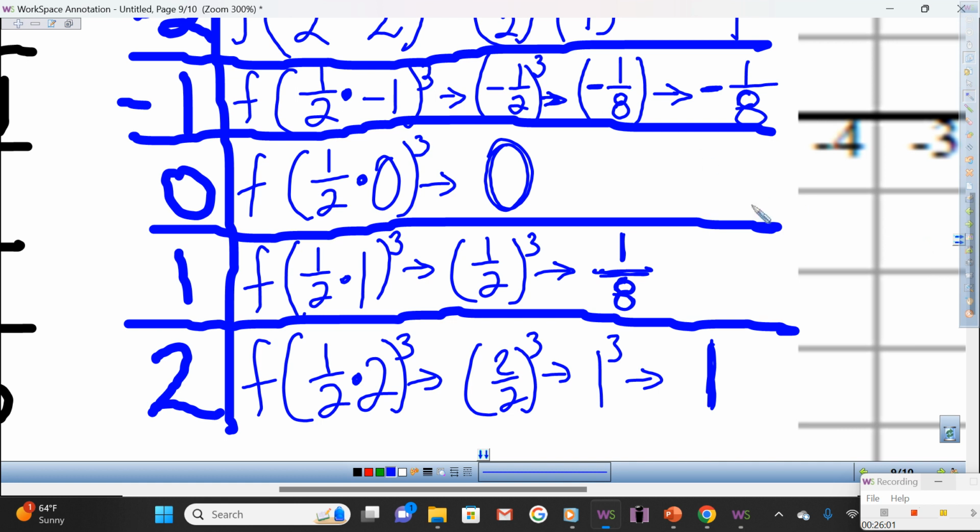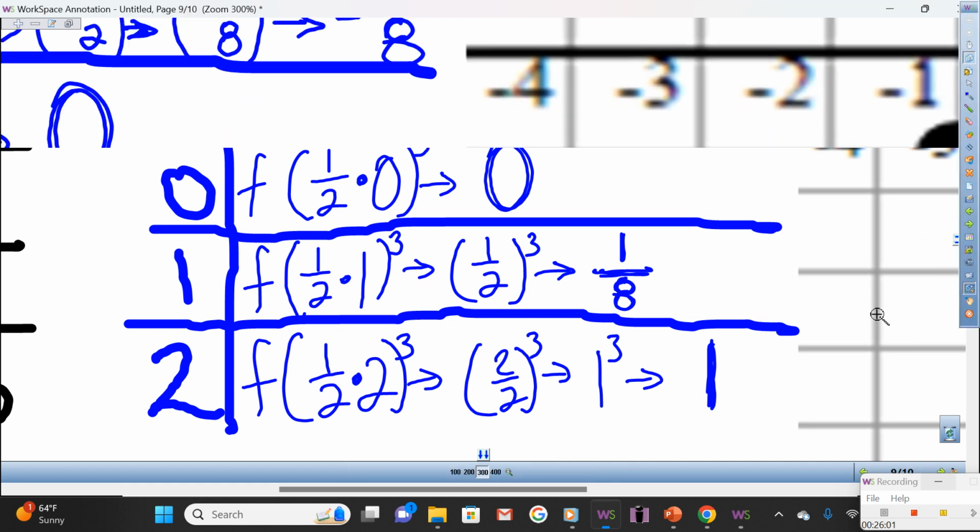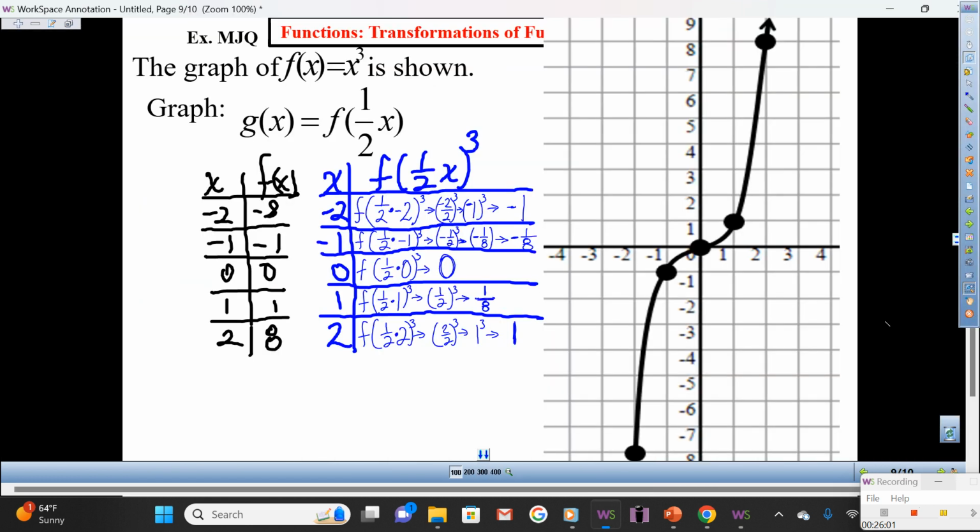All right, I'm going to zoom out because we need to graph this now. Here it goes. There it is. So I'm going to graph this. What am I going to graph? The x value is -2, and the f of x is -1. Let's start with that. -2, -1. Plot your point right there.